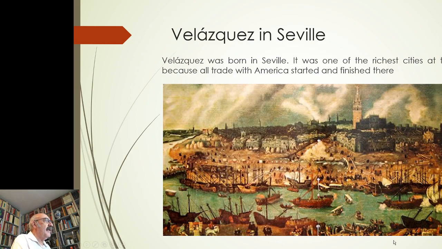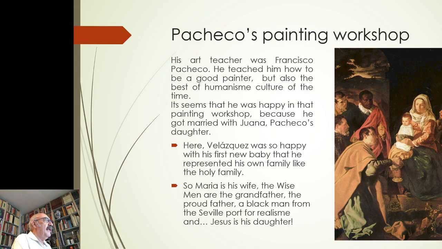Good. He was born in Sevilla. Okay, and this is Sevilla at the time. Okay, this is the Guadalquivir River. Okay, good, very good. So, all these ships, boats, were on the Guadalquivir River at the time. Good, very good. And Celia tells us about his master. His master was called Francisco Pacheco.